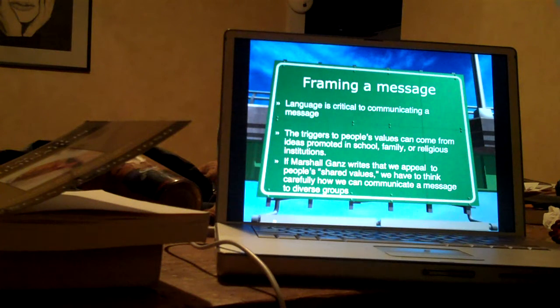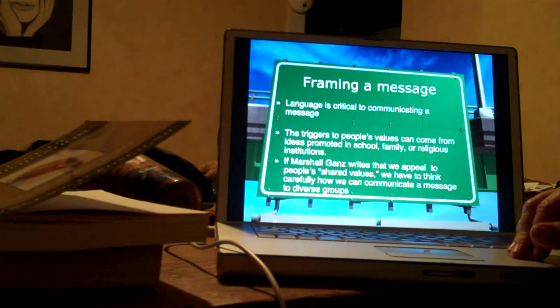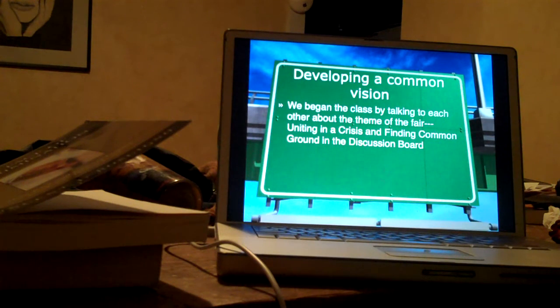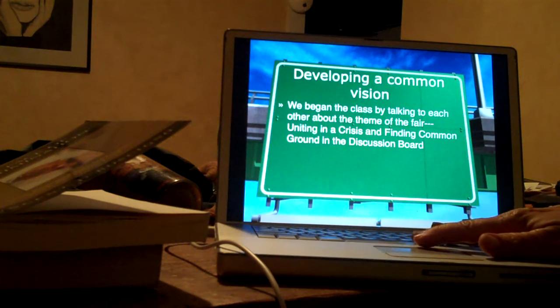I also have a short reading on framing a message, and I want to note that language is very critical to communication. The triggers to people's values can come from ideas promoted in school, family, and the workplace. If Marshall Ganz writes that we have to appeal to people's shared values, we have to think carefully about how we communicate among diverse groups. So, I've asked you to write about the theme and what it triggers in you, and that way we can develop a common vision. We begin the class by talking to each other about the theme, uniting in a crisis, and finding common ground, and that's in the discussion board.